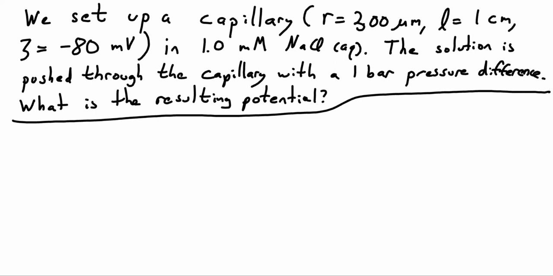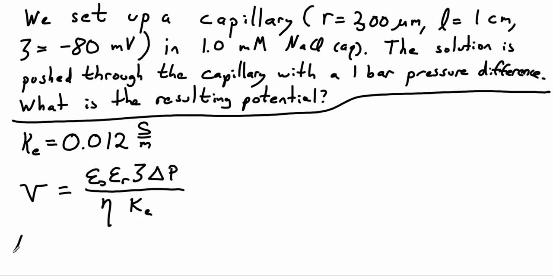Before we start, we have to see what is the conductivity of a 1 millimolar sodium chloride solution. And values for conductivities of electrolyte solutions are tabulated, they're easy to find, and we find that 1 millimolar sodium chloride is going to be 0.012 Siemens per meter. So having looked that up, we can get ready to calculate our answer, and we should convert our pressure difference from bar to SI units, so that would be 10 to the 5th pascals.